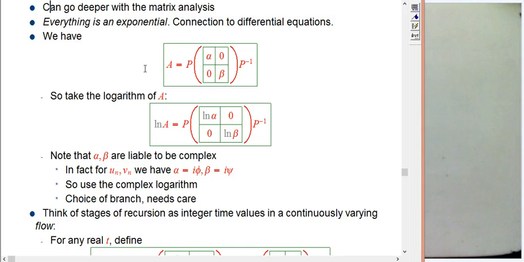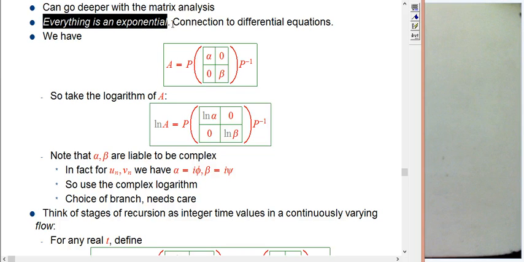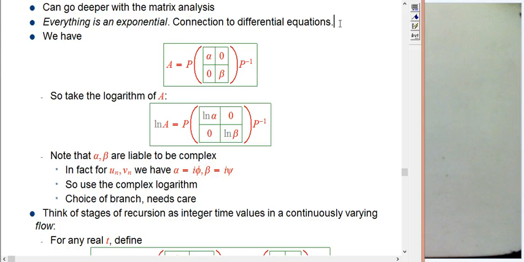So the idea is that everything is an exponential. It's really the idea of an exponential function is actually incredibly deep. It shows up in very many places in mathematics that you wouldn't expect. And so we're going to connect this to exponentials and differential equations and the flow of solutions of differential equations in continuous time.